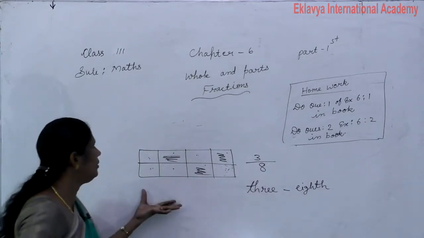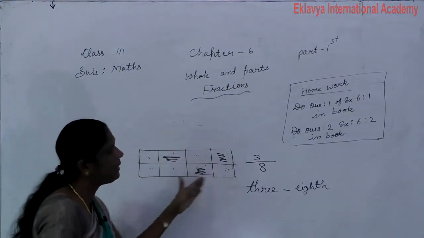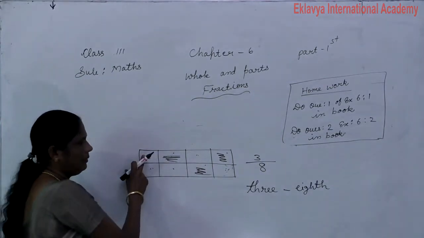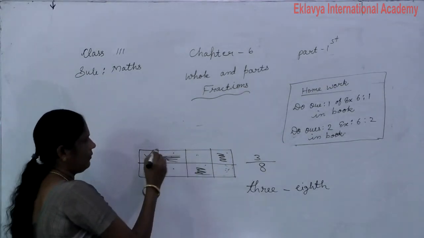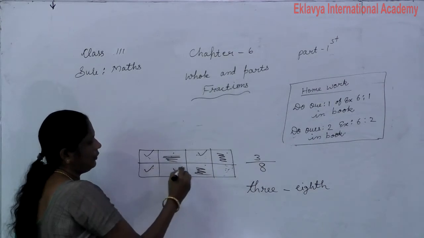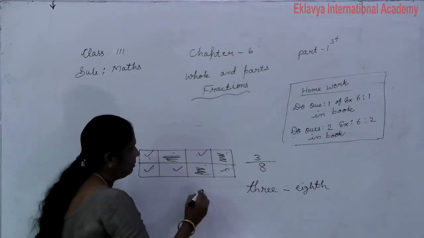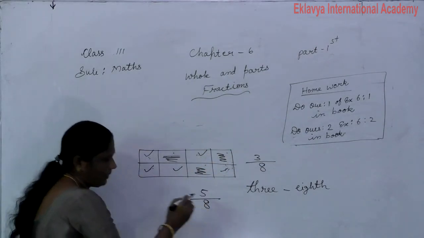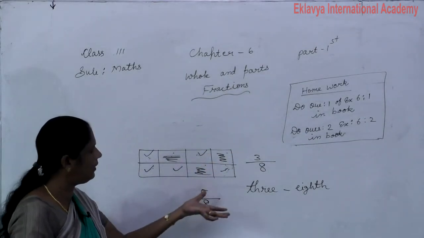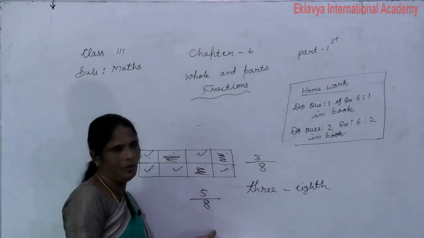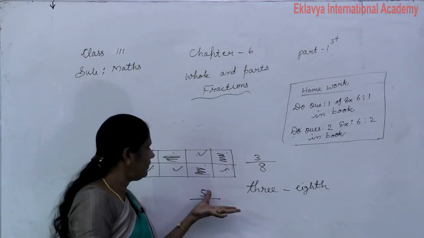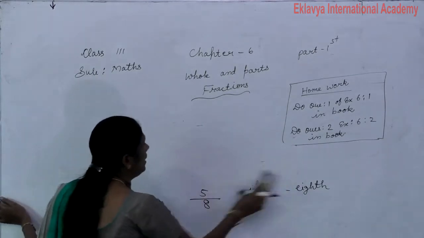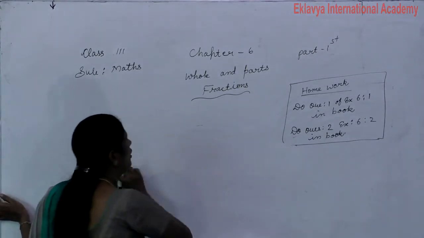Now I ask you, what is the unshaded part? 1, 2, 3, 4, 5. 5 is the numerator. What is the denominator? The total parts. How many? 8. What is the unshaded part? 5/8.